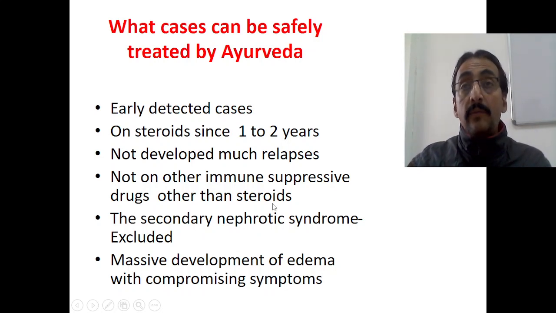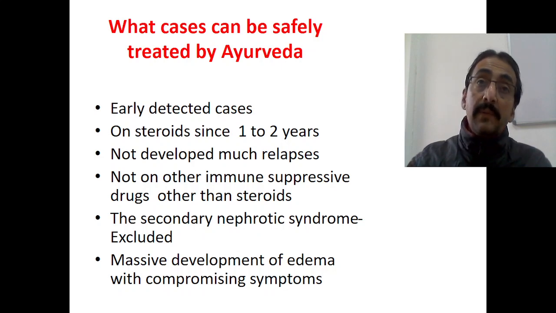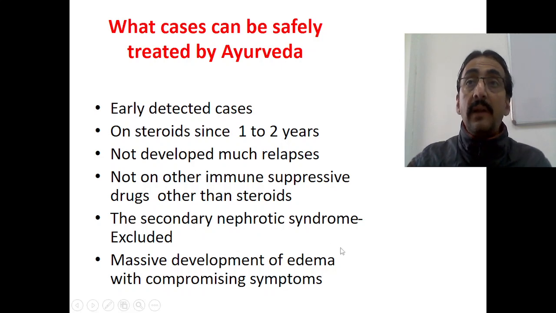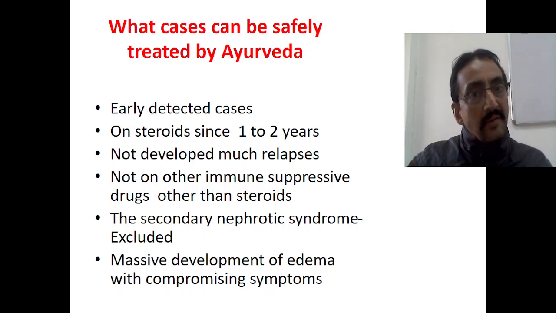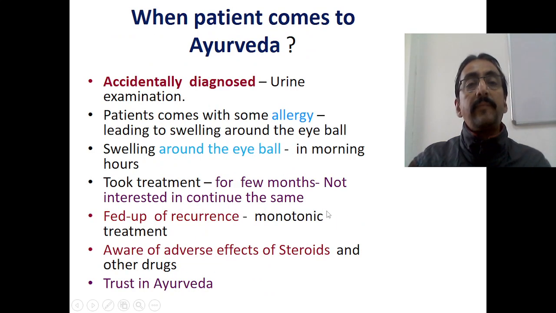Secondary nephrotic syndrome is very difficult to treat. Even in primary nephrotic syndrome, when there is rapidly proliferative glomerulonephritis, that is also very difficult. And if there is massive development of edema with compromising symptoms like pleural effusion, then pericardial effusion, etc., it is also quite difficult to treat in Ayurveda.